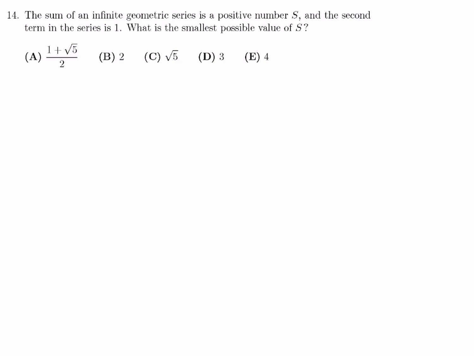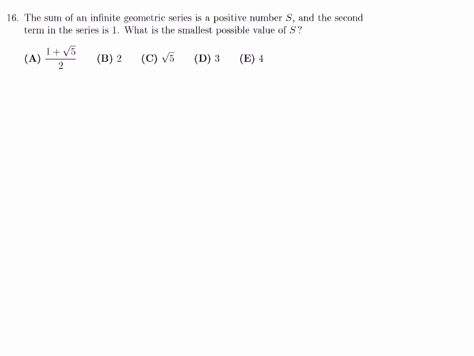The sum of an infinite geometric series is a positive number s, and the second term in the series is 1. What is the smallest possible value of s? Some of you may know that the sum of an infinite geometric series is given by a very nice formula, a over 1 minus r, where a is the first term and r is the common ratio.